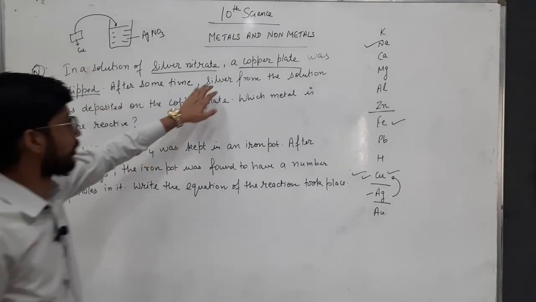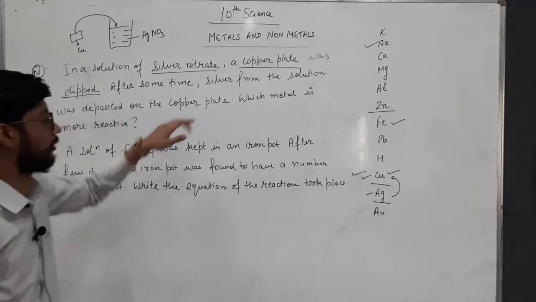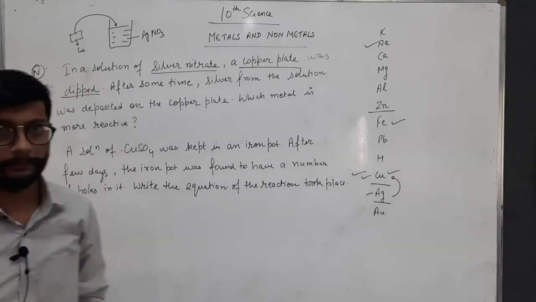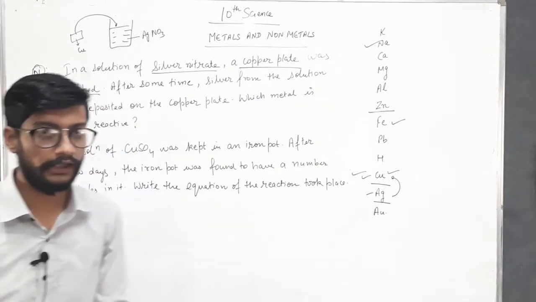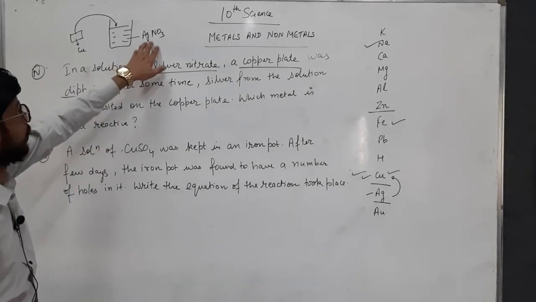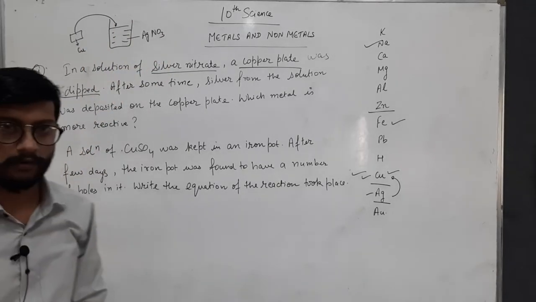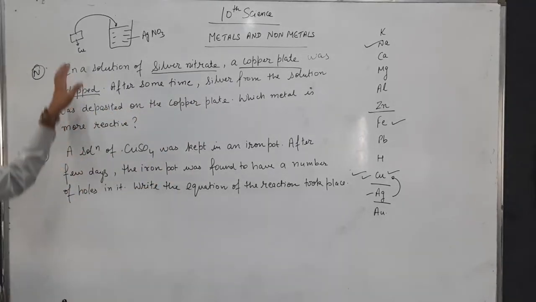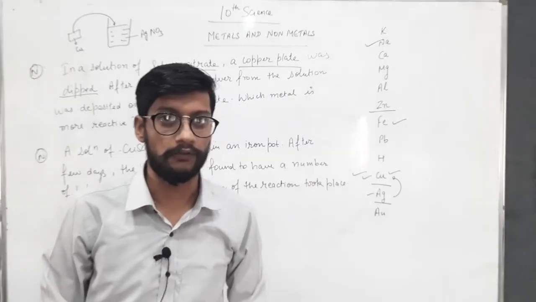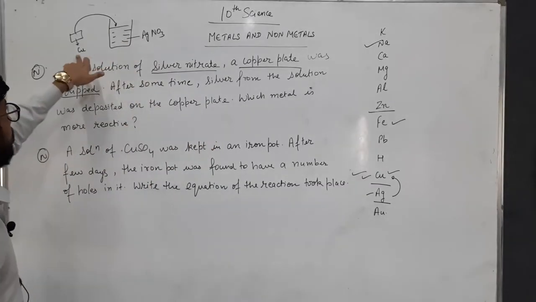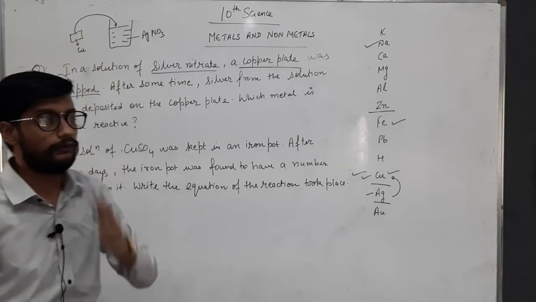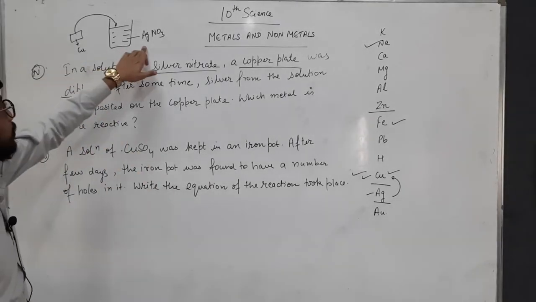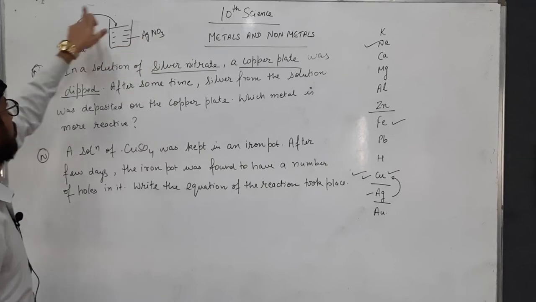After some time, silver from the solution was deposited on the copper plate. So from this solution, the silver came out and got deposited on the copper plate. Initially the solution was of silver nitrate, but after some time you will see the silver from this solution gets deposited on the copper plate. So which metal is more reactive? You have to check which metal, either copper or silver, is more reactive. Since silver is getting deposited on the copper plate, it means that silver has been displaced by the copper.